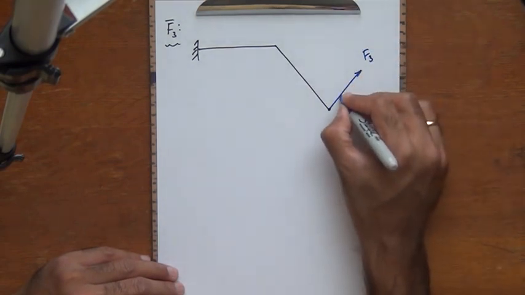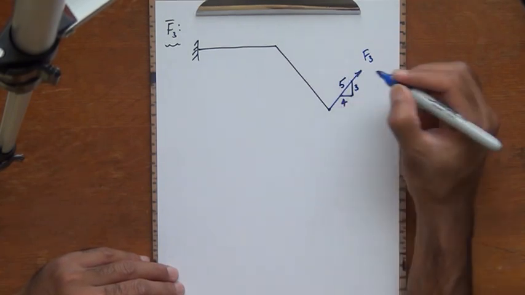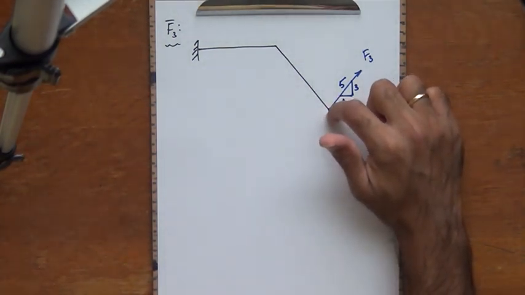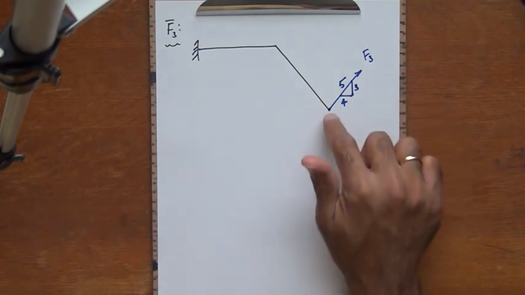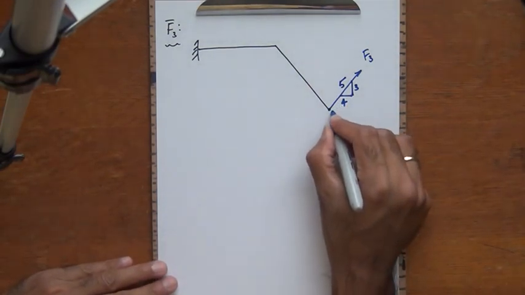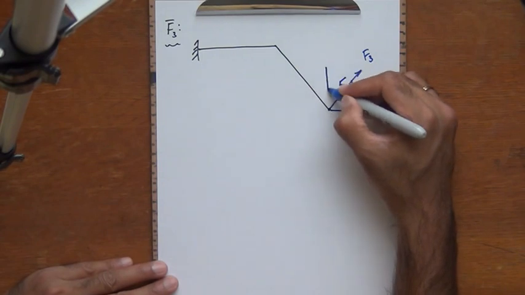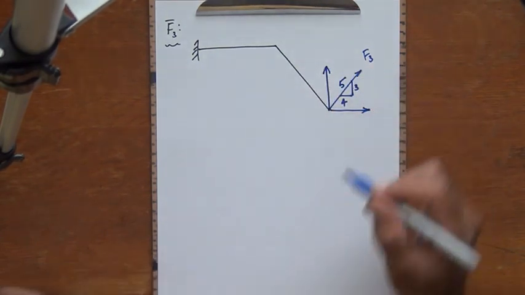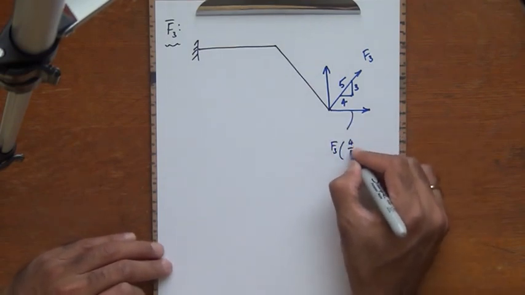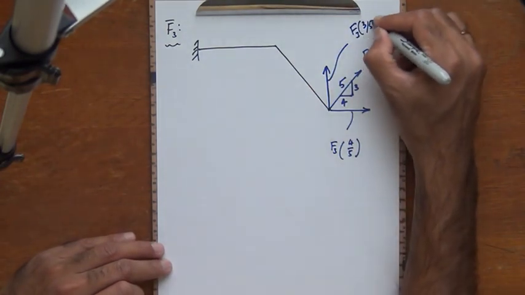A slope triangle is given: 3, 4 and 5. This is 3, this is 4, and this is 5. And so this is very important now. This is the point of application of the force F3, which means that its components must also originate from that particular point. Which means if I draw the components of F3, I'm going to have one in the horizontal direction and one in the vertical direction. The component in the horizontal direction is going to be F3 times 4 by 5, using similar triangles, and this is going to be F3 times 3 by 5.